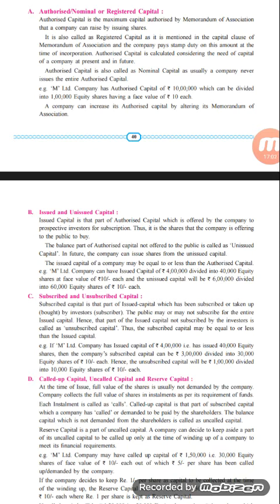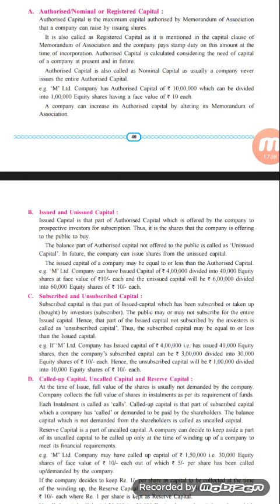Okay, so here the company pays the stamp duty on this amount at the time of incorporation. So the company has to pay the stamp duty to the ROC, and accordingly they can mention the total amount in the authorized share capital. Authorized capital is calculated considering the need for capital of the company at present and in future. So this capital could be calculated on the basis of the needs of the company according to its nature, its size, its activities, and accordingly that amount will be mentioned in the memorandum of association of the company.